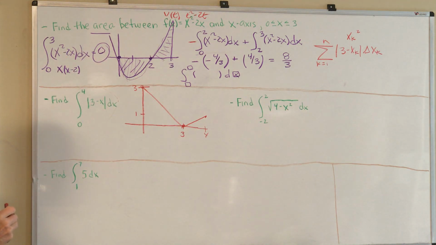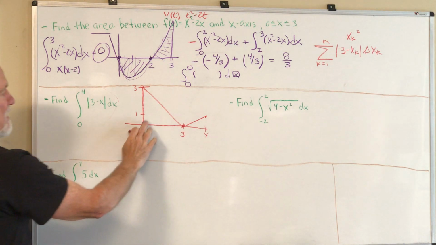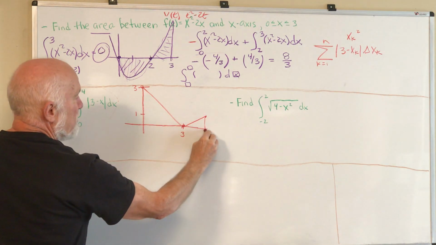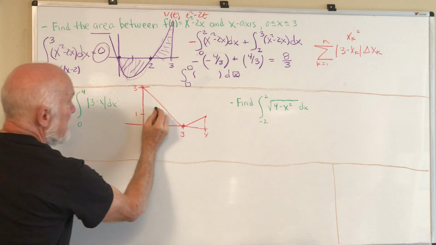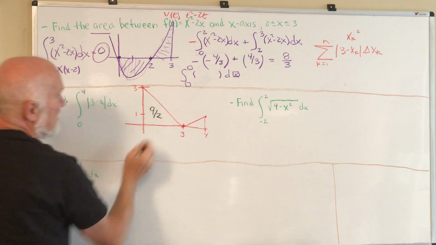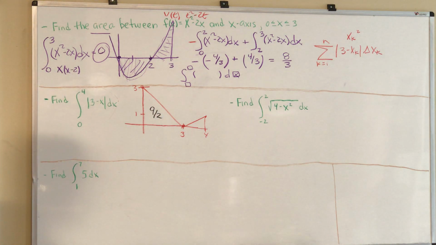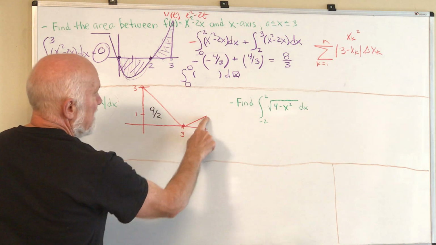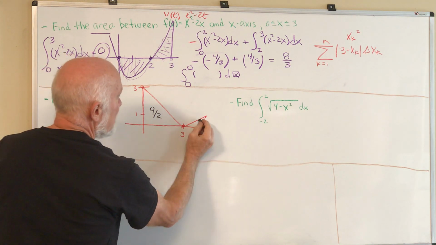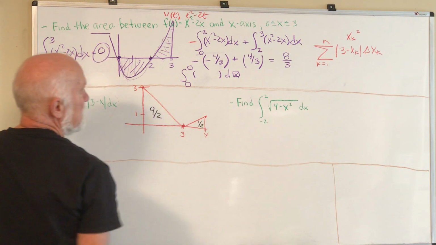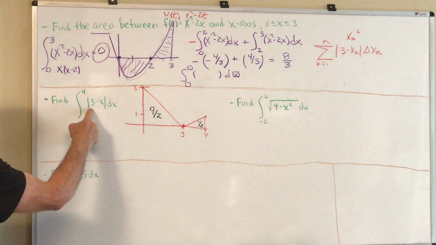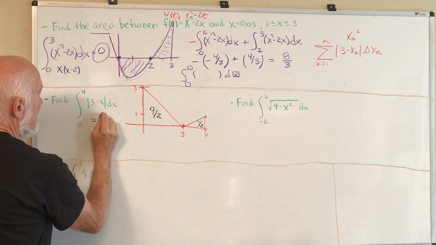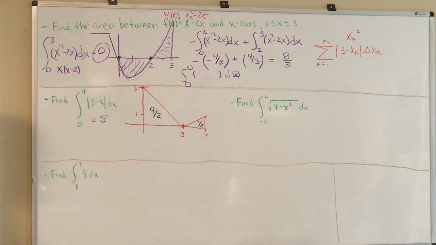So what is the signed area between this function and the x-axis from 0 to 4? Well, with geometry, 3 times 3 is 9, and it's a triangle, so it's 9 halves for an area. And this one is 1 times 1, so this is 1 half. So the total answer to this is going to be 5, because the signed area is going to be the same thing as the area.